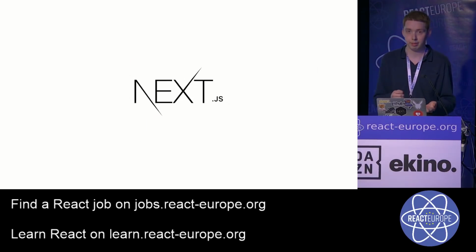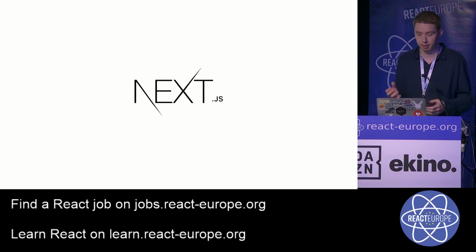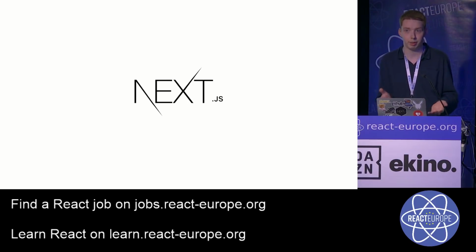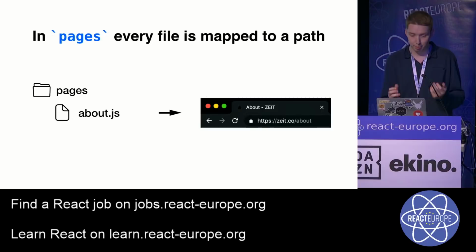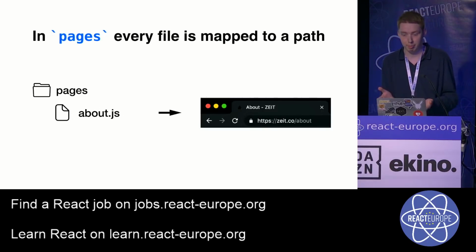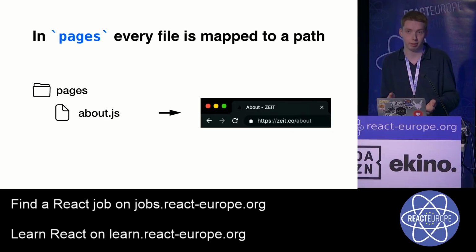So this is where Next.js comes in, and Next.js helps you scale your application to multiple pages, many different views, and it allows you to focus on what's important, which is building fun things and making money. So you start by creating a pages directory, which is just a normal directory. In pages, every file is mapped to a route, meaning that if you create about.js, it will map to /about. And this is very similar to PHP, if you ever used that before.